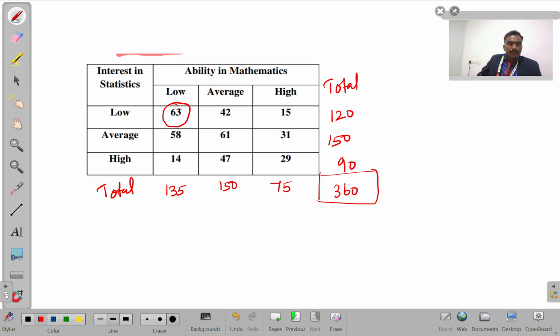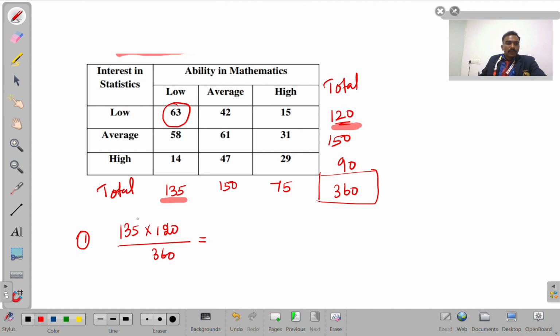So for 63, suppose you want to find the expected value for 63, you can find the row total as well as the column total. Here the corresponding row total is 120 and the corresponding column total is 135. The grand total is 360. So for the first one, 63, the expected value is 135 into 120 divided by 360. This will give the corresponding expected value for the given observed value.